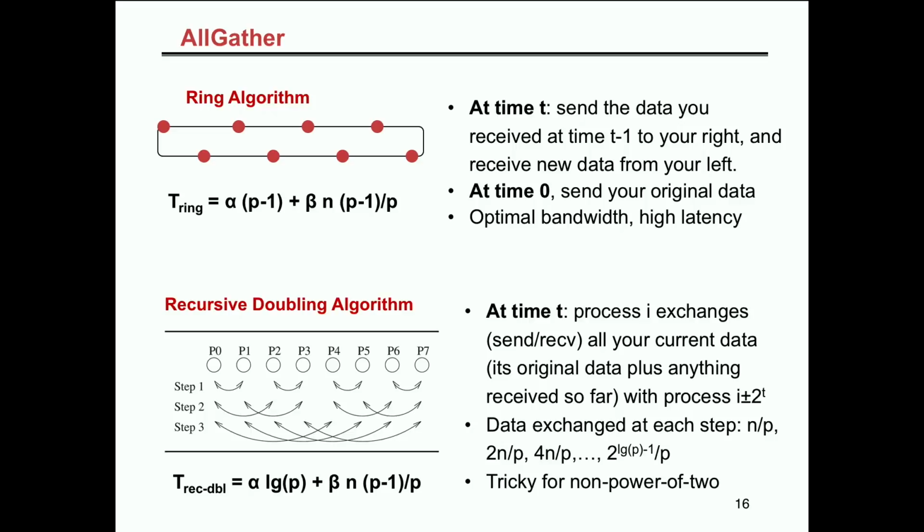So what's happening at any stage t is that processes that are 2 to the t apart exchange data. And I specifically say exchange. So basically, they send and receive from each other. In the second stage, 2 to the t is 2, so 2 to the 1 is 2. Then 2-hop neighbors exchange data.